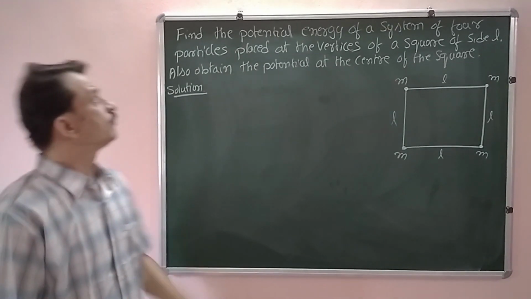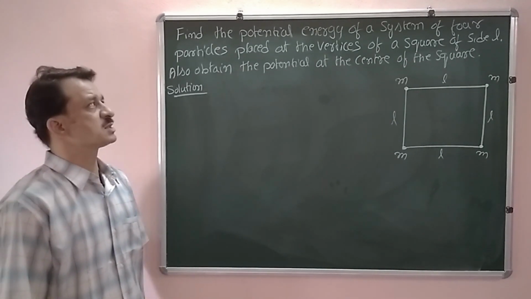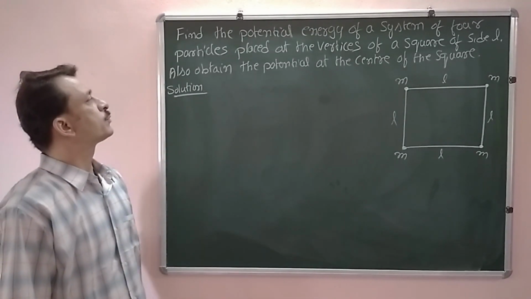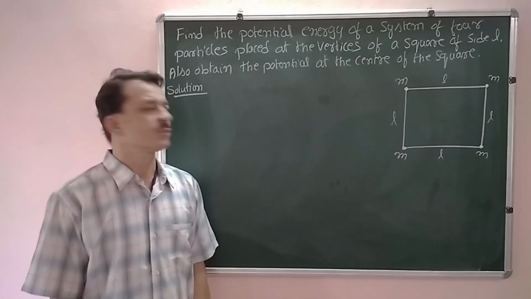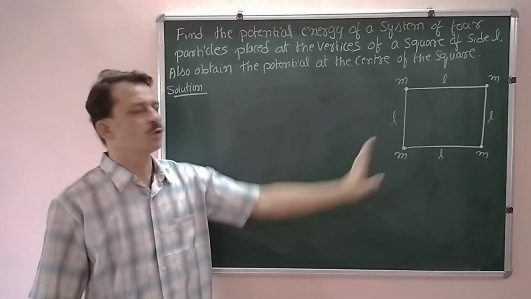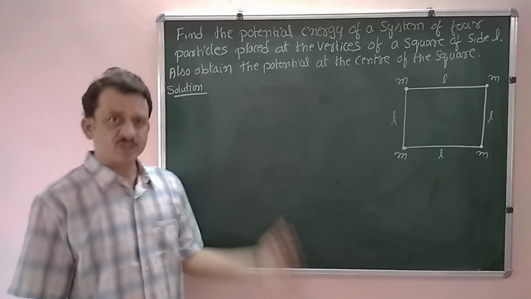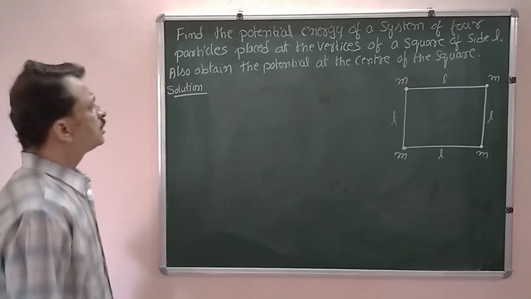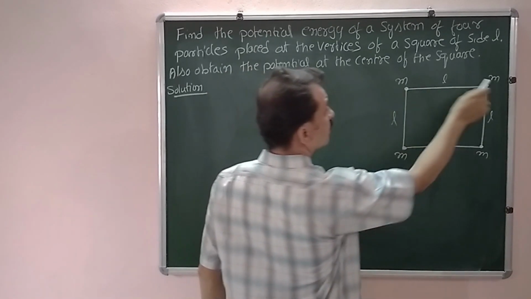Now we will solve one problem. Find the potential energy of a system of 4 particles having equal masses placed at the vertices of a square of side L. Also obtain the potential at the center of the square. So they have given 4 particles of equal masses. They are placed at the 4 vertices of a square of side L. Now we have to calculate the potential energy, and also we have to calculate the potential at the center. Now solution. Now we are having equal masses.